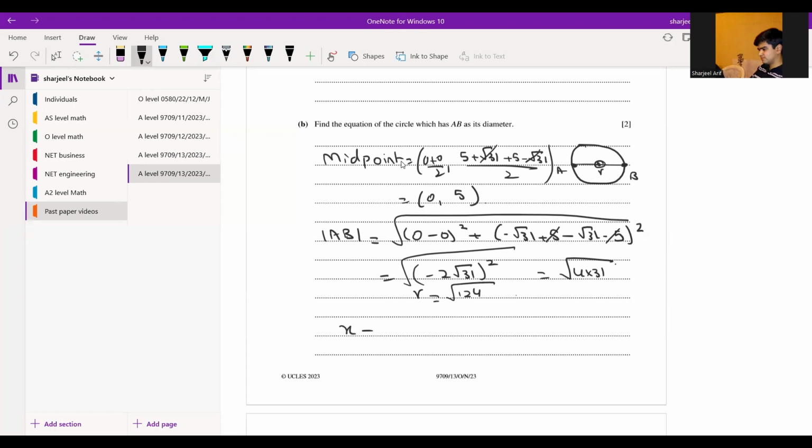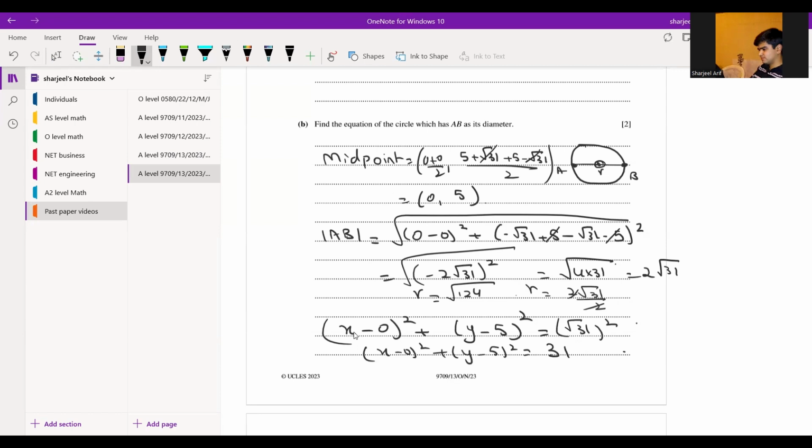So we will apply it in the equation of the circle. This will become (x - 0)² + (y - 5)² equal to the radius squared. So we have to find the radius. The diameter will be 2√31. Radius will be 2√31 divided by 2. That would be √31. So we'll write (√31)² here. And this will be the final equation. So we can erase this part.